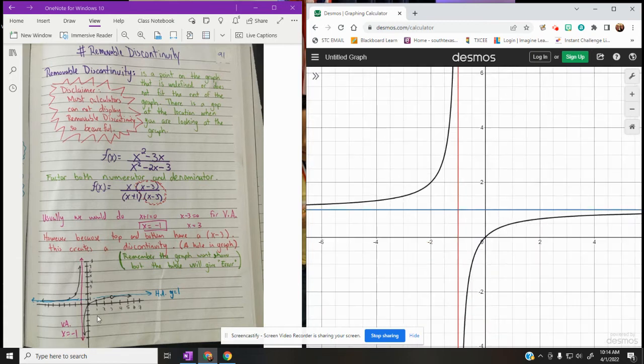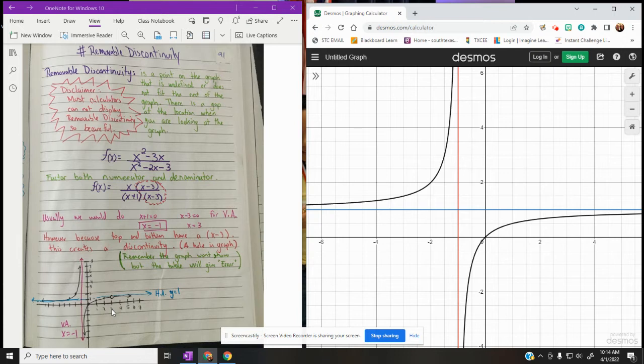So this actually looks almost identical to mine. I did a pretty good job, I'm not gonna lie. All right. So what happens now sometimes when we have a rational function is what we call a removable discontinuity.